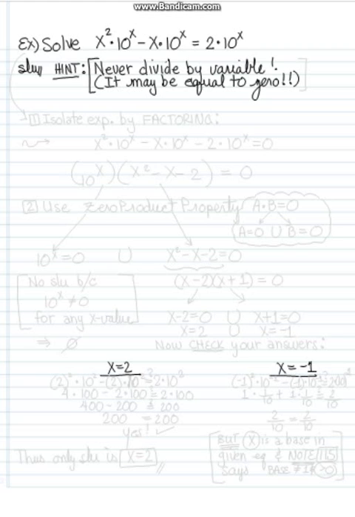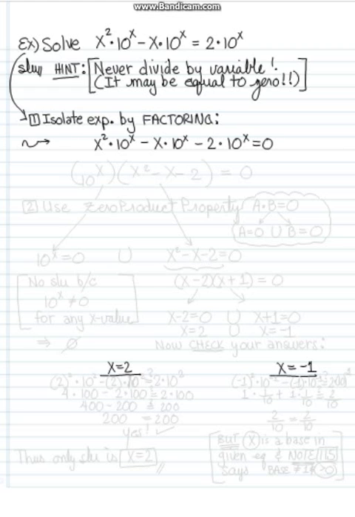So instead of dividing by a variable, we're going to factor. Step 1, we're going to isolate the exponent by factoring. We pull out the common factor of 10 to the x power. Let's turn this around and write x squared times 10 to the x minus x times 10 to the x minus 2 times 10 to the x. I just moved the 2 times 10 to the x to the left side. That's all I did there. And now I factor out 10 to the x. It leaves x squared minus x minus 2. You can check that to make sure that's good.